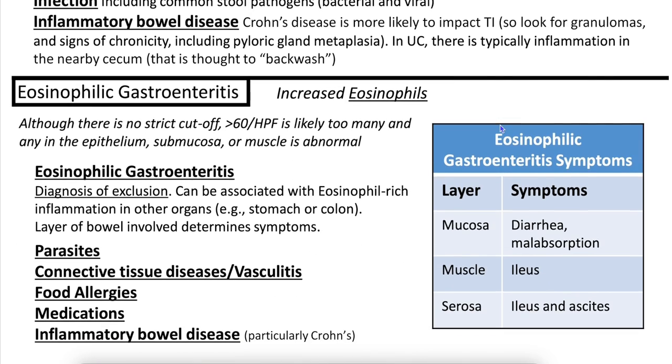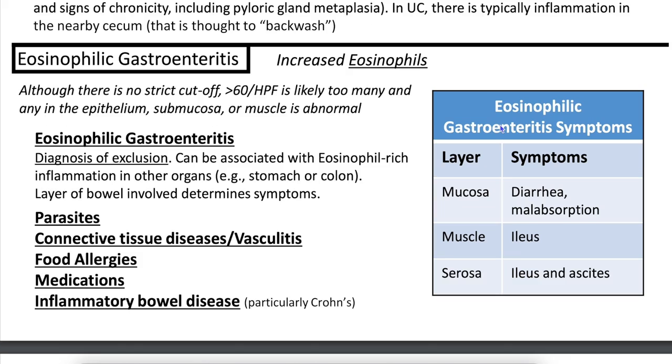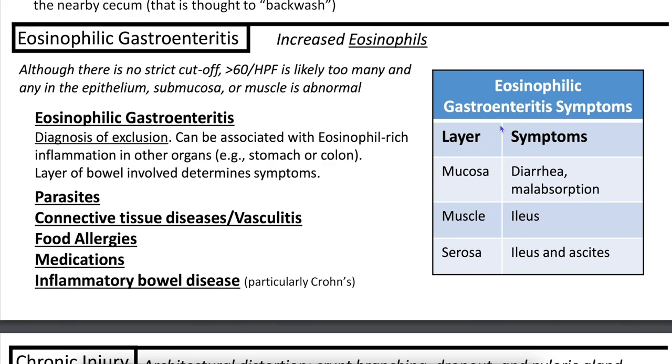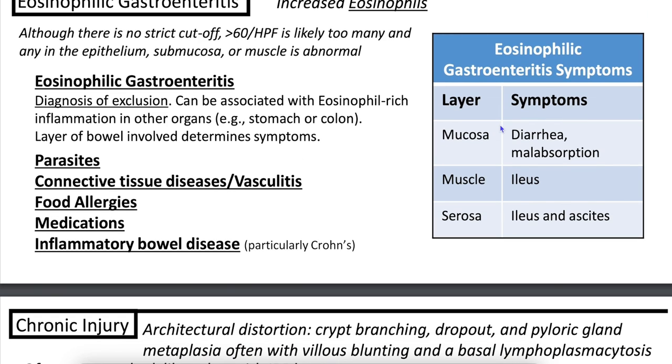Eosinophilic gastroenteritis, greater than 60 per high power field is too many, and any in the epithelium, submucosa, or muscle is abnormal. Eosinophilic gastroenteritis is a diagnosis of exclusion. Consider parasites, connective tissue disease, vasculitis, food allergies, medications, IBD.